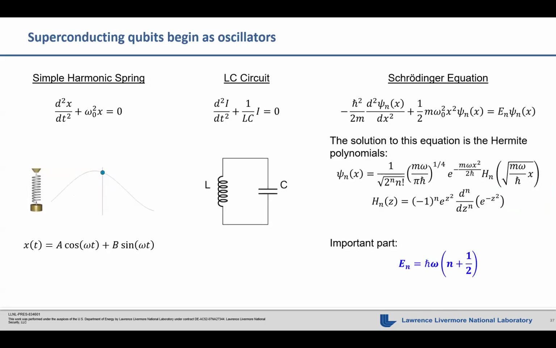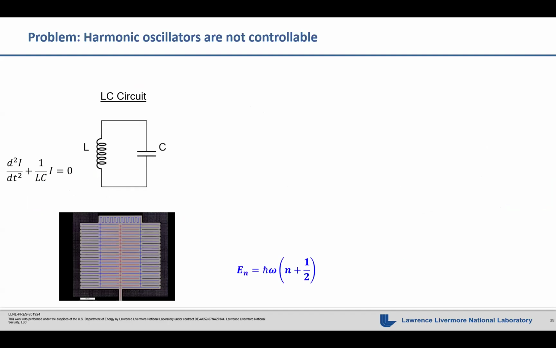But let's get back to our superconducting resonator. So we have a perfectly harmonic resonator. We have energy goes in steps of omega, h bar omega. And we can write down the equations for this. So we can look at the current as a function of time, or the differential equation for current. It's just a 2nd order differential equation.